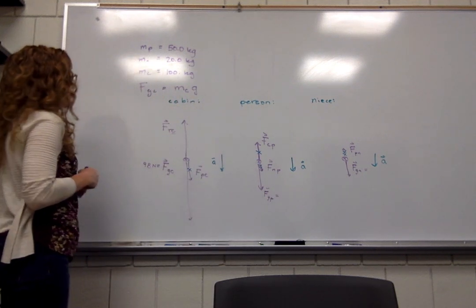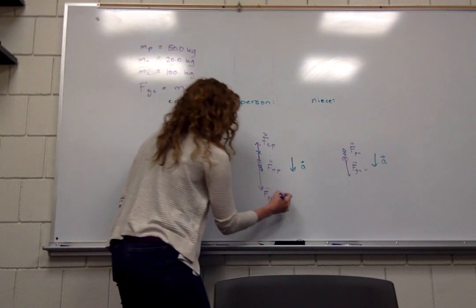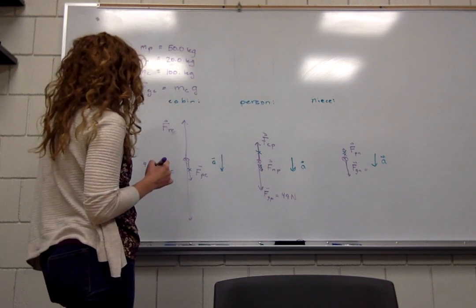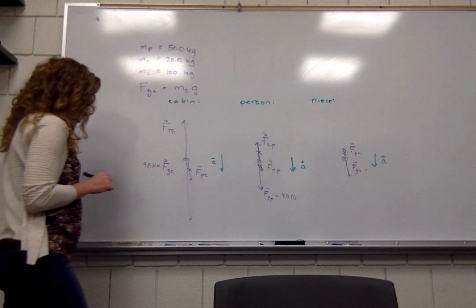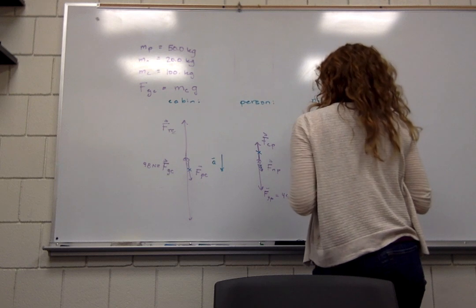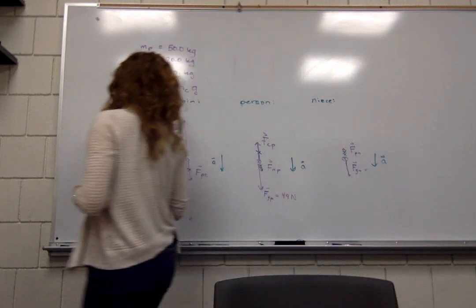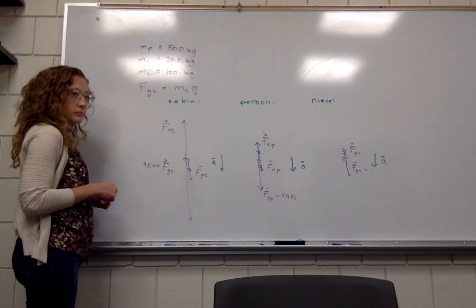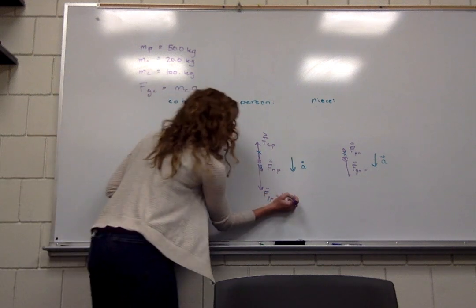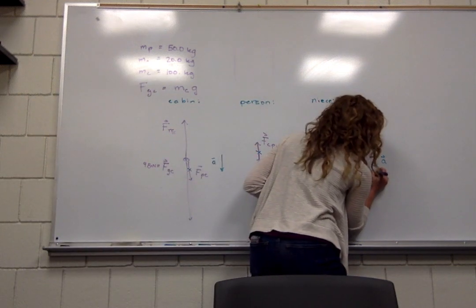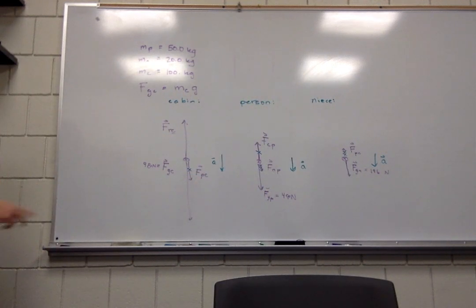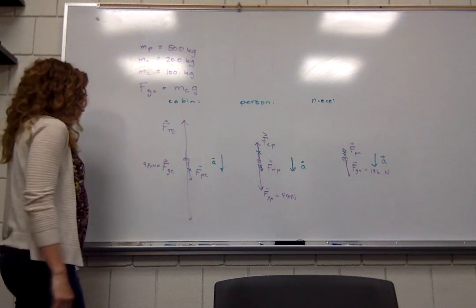You said 100, right? Yeah. Did I do my math right? 100 times 9.8. I got 980. I don't know why. Oh yeah, 980. You're right, sorry, that's right. And this one will be 196. Cool. So we can just get those three out of the way.